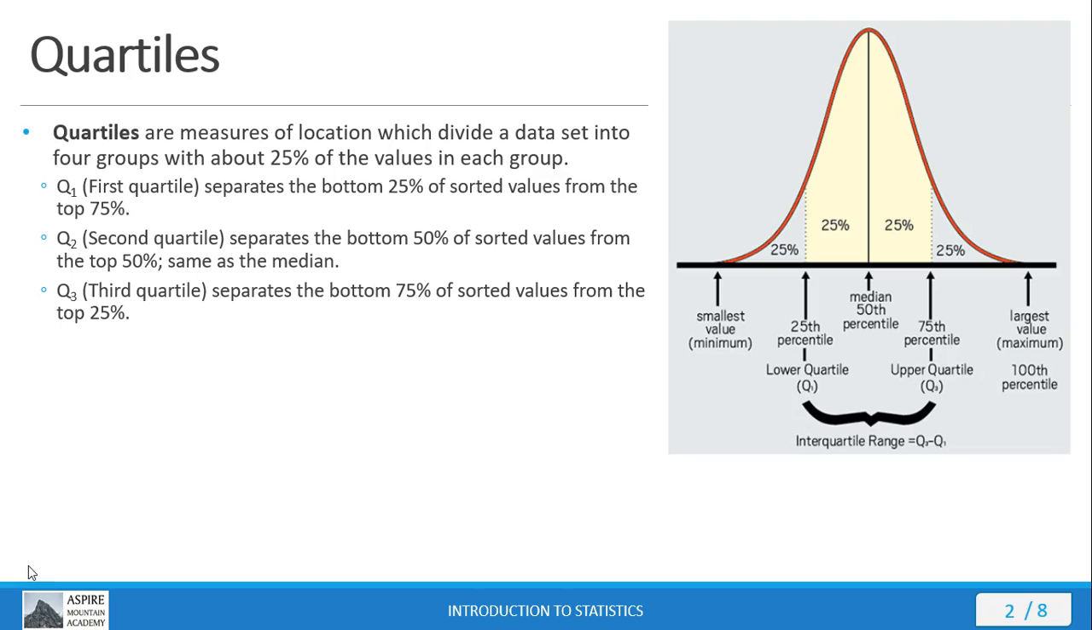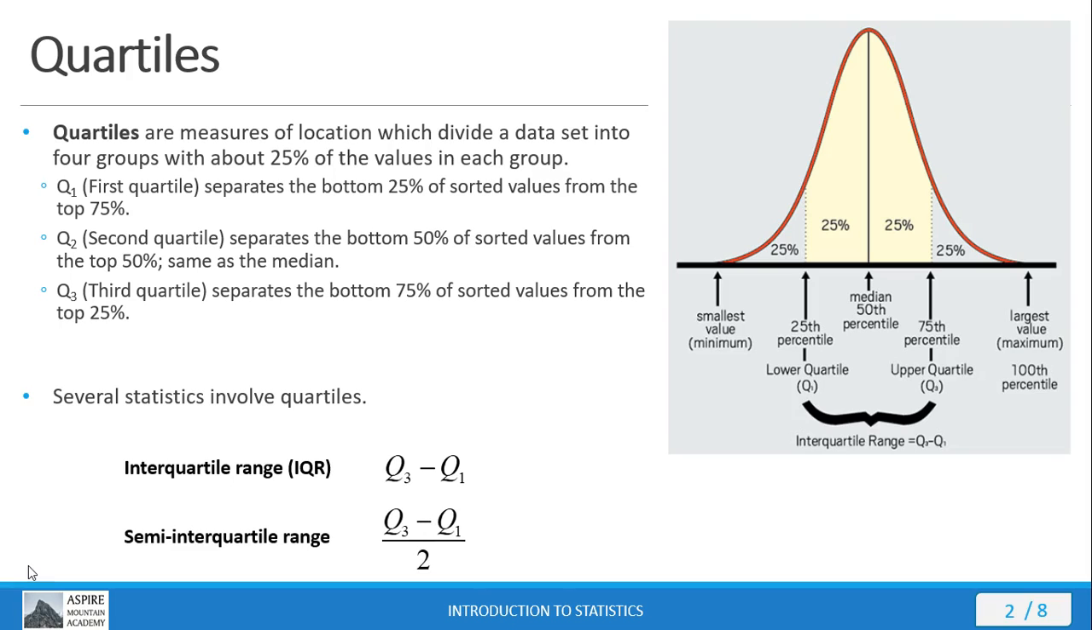Now, there are several statistics that involve quartiles. For example, the interquartile range is simply the third quartile minus the first quartile. The interquartile range is also known as the IQR. Notice, roughly 50% of the data is in the interquartile range. Then there's the semi-interquartile range, which is just half of your IQR, so that would be about 25% or a fourth of your data. Then there's the 10 to 90 percentile range, which is the bulk of the distribution.